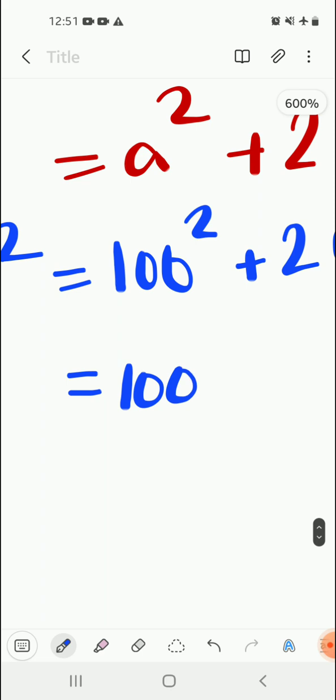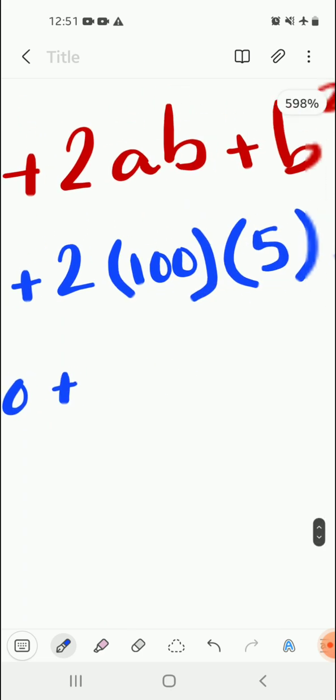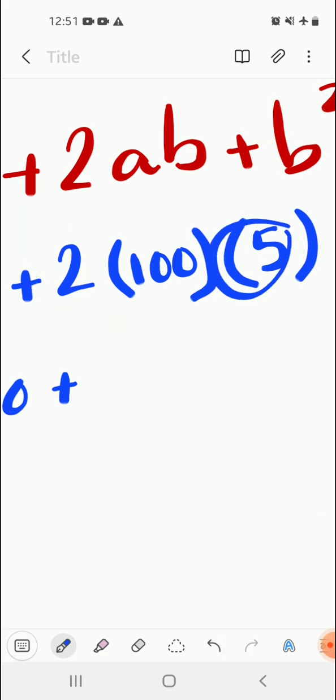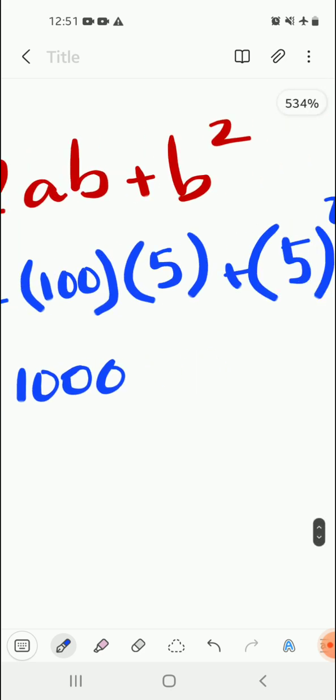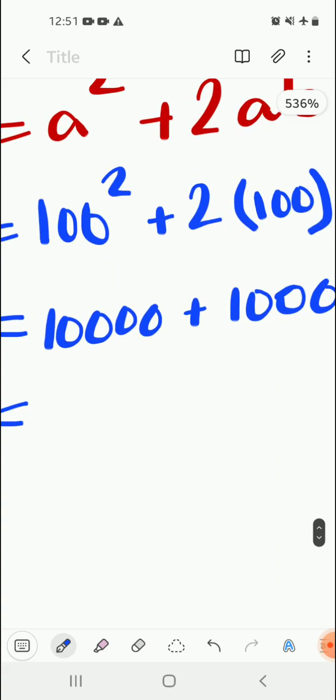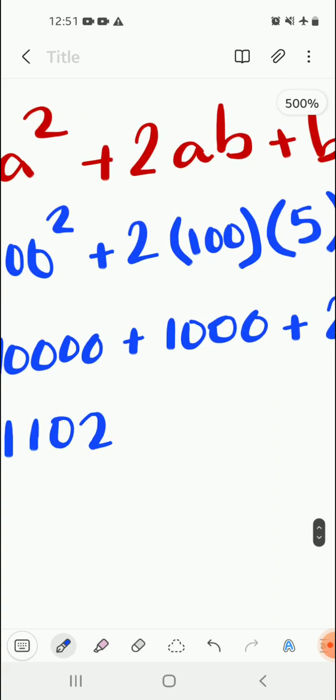100 square is 10,000, plus 2 into 100 is 200, into 5 is 1000, plus 5 square is 25. Now we are going to add it. So it is 11,025.